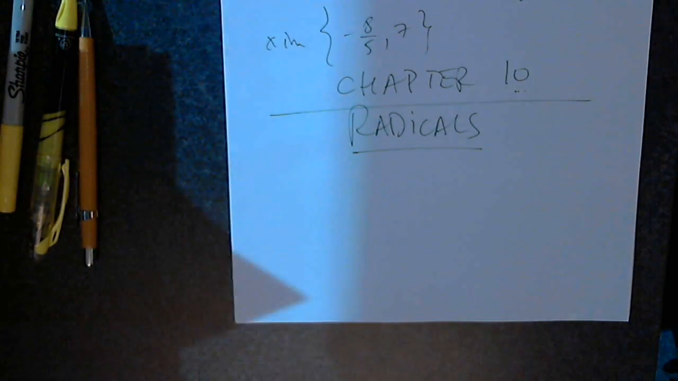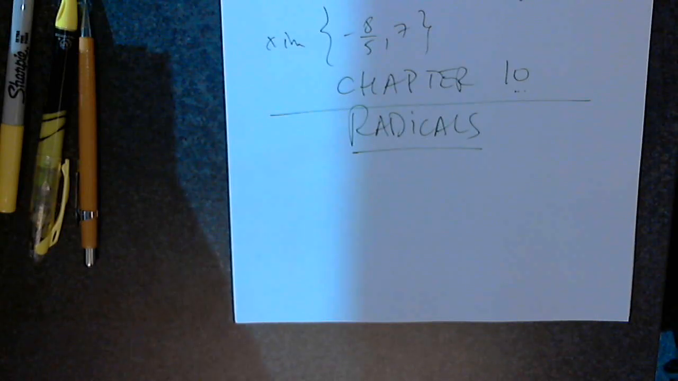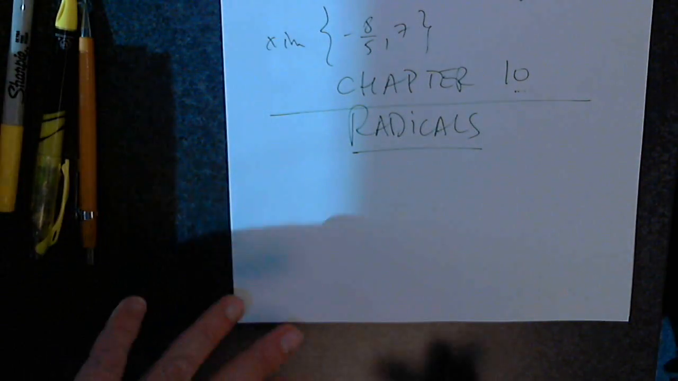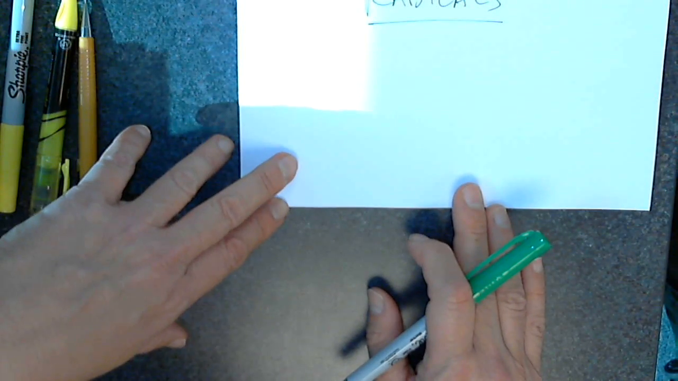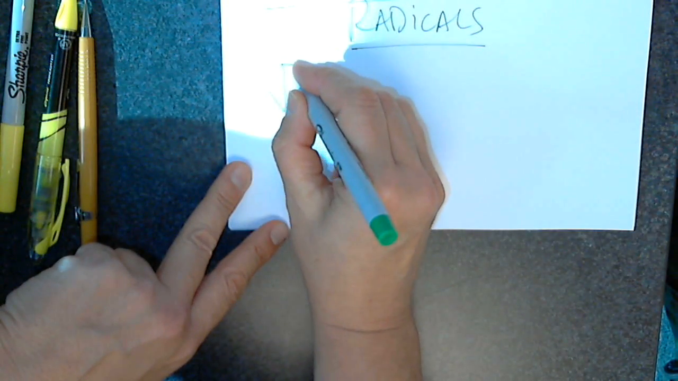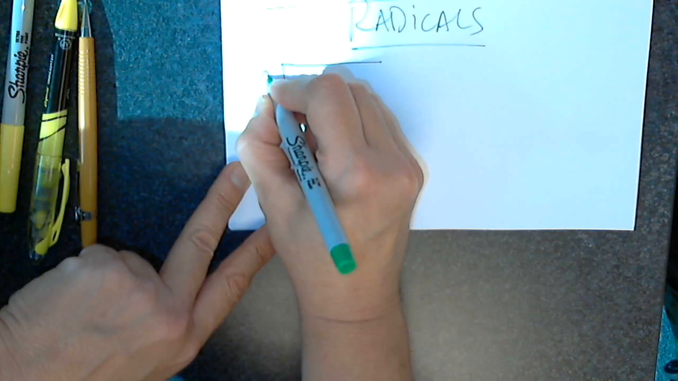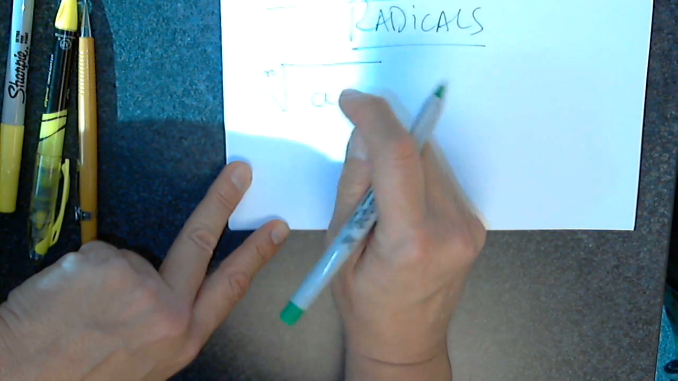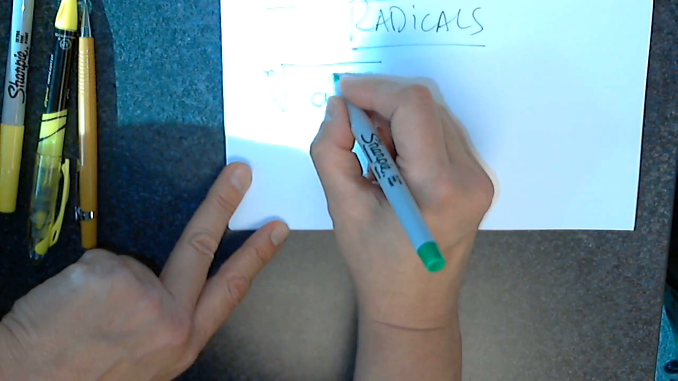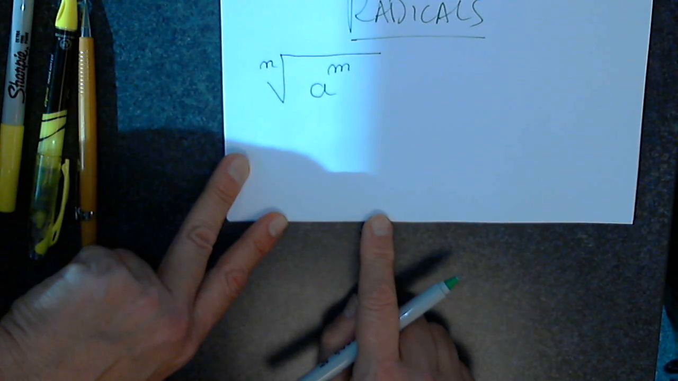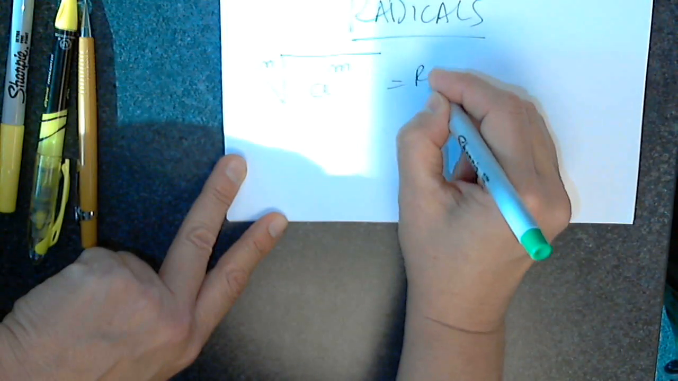I'm just going to present the most important rules, and then we'll go back to the book and we'll choose problems. First of all, what is a radical? Notation, first of all. So this is the notation for a radical. I'm going to put n in here. I'm going to put a and power m. So this is a radical notation.